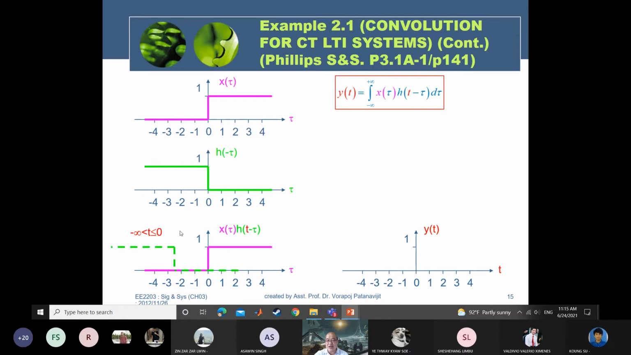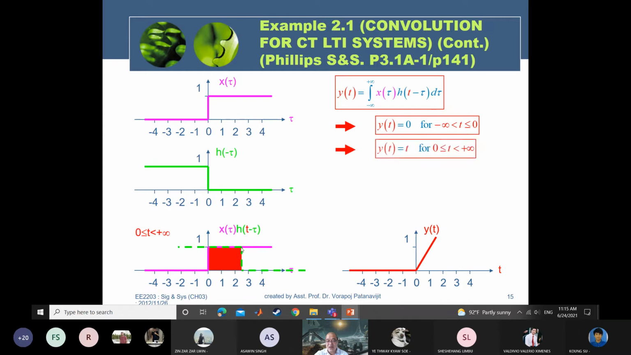Okay, now in this case we're starting from minus infinity to 0. The result is 0. And the next one, when the curve is moved forward, you can see that the intersection area is increased, the area under this curve is increased too. Therefore y(t), the result of the integration, will be increased linearly. Both curves are here: y(t) equals 0 for time less than 0 and y(t) equals t for time greater than 0.